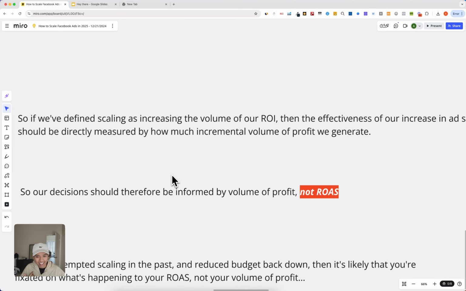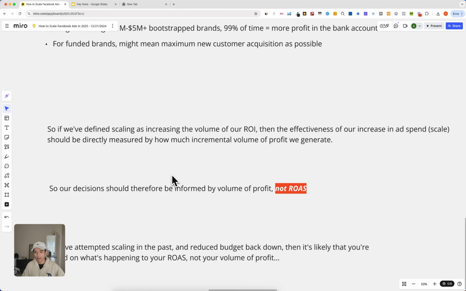So we've defined scaling, right? And the way we can define scaling is increasing the volume of our ROI. How much more dollars are coming back into our pockets, essentially, right?